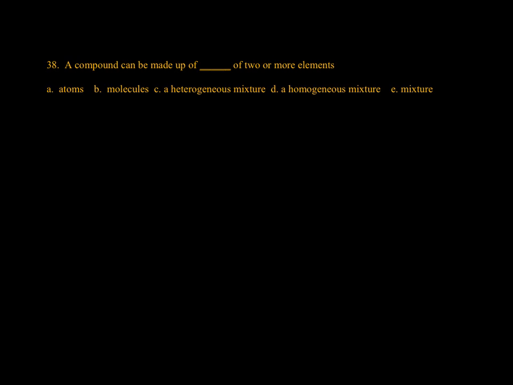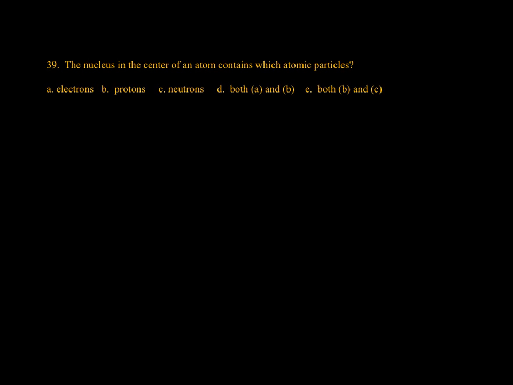A compound can be made up of atoms of two or more elements. Compounds are never mixtures. And a compound isn't really made up of molecules. A molecule is made up of atoms, so it's kind of the other way around. That's why that wasn't the right choice.